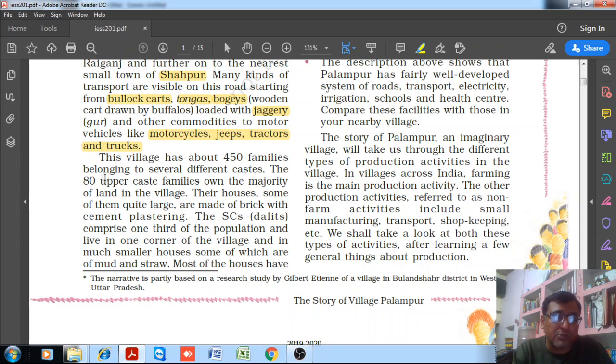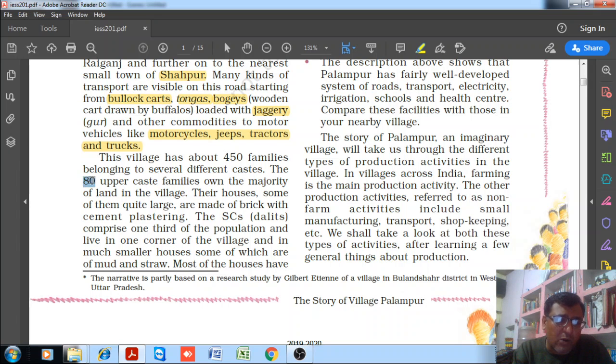About Palampur also, it can be asked very particularly, how many families are there, and which kind of data is provided here about their castes and religion and other things. So you have to take care of all such things very carefully. This village has about 450 families belonging to several different castes.